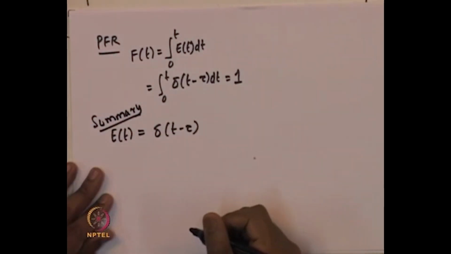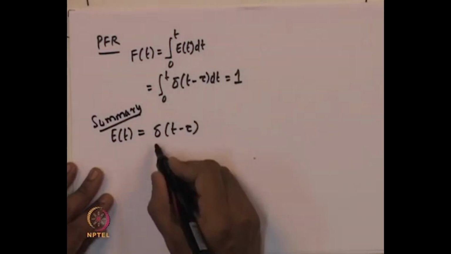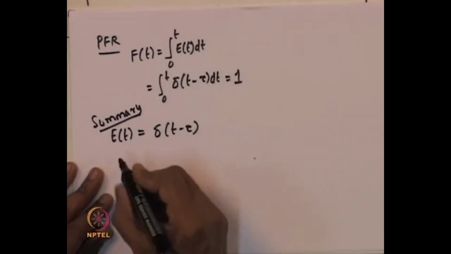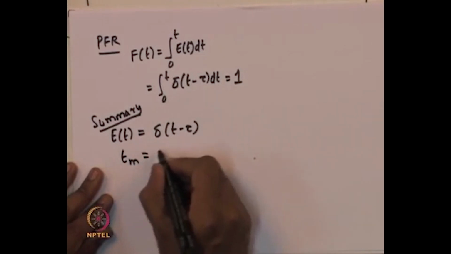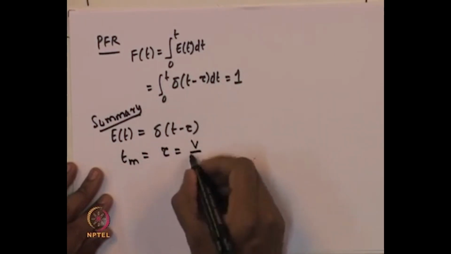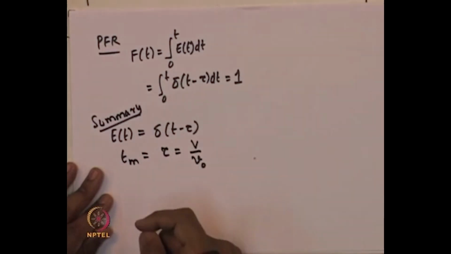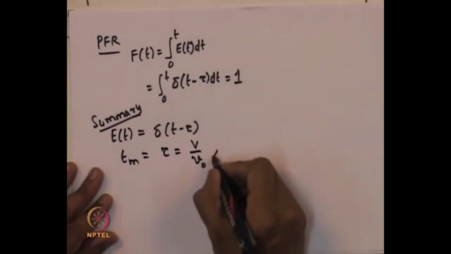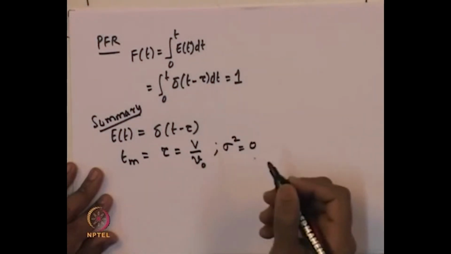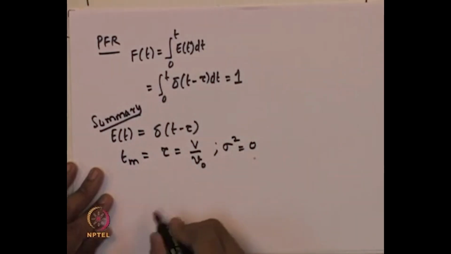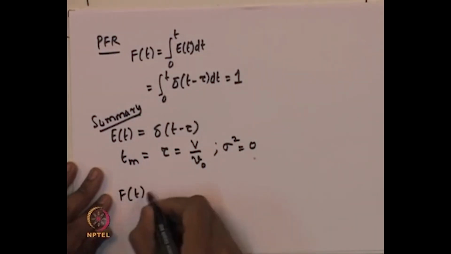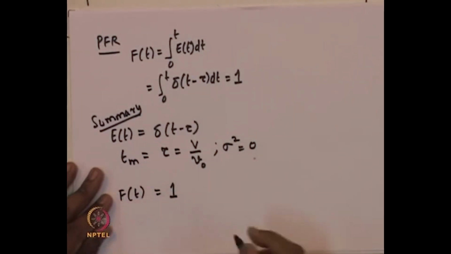The residence time distribution function is essentially given by delta of t minus tau, and the mean residence time is equal to the space time of the reactor, which is the volume divided by the volumetric flow rate. The sigma square, the variance, is actually 0, and the F of t is essentially equal to 1.